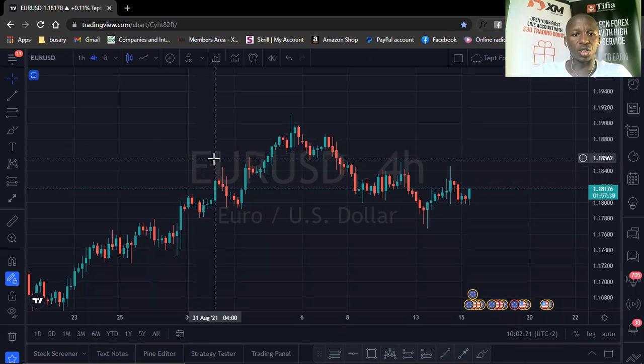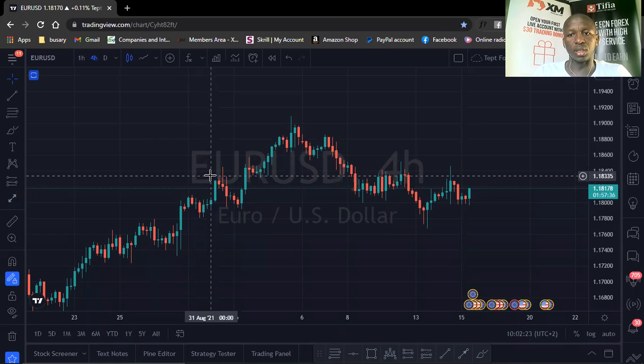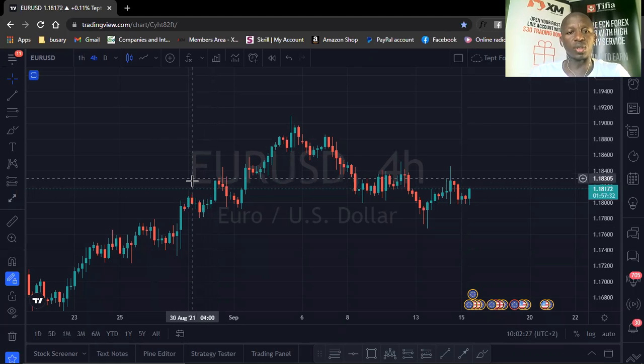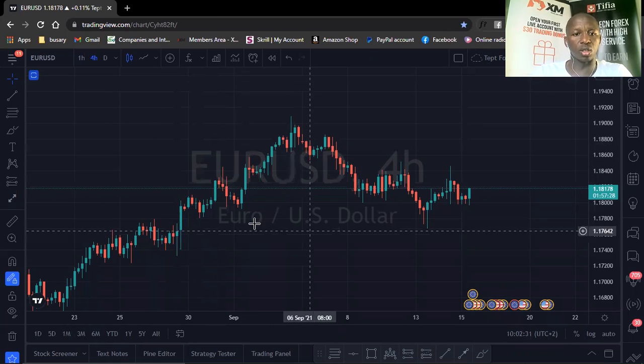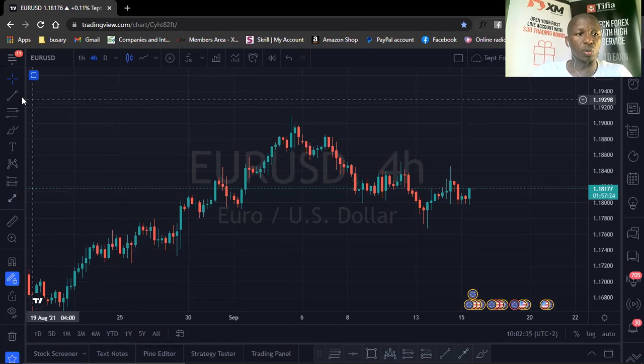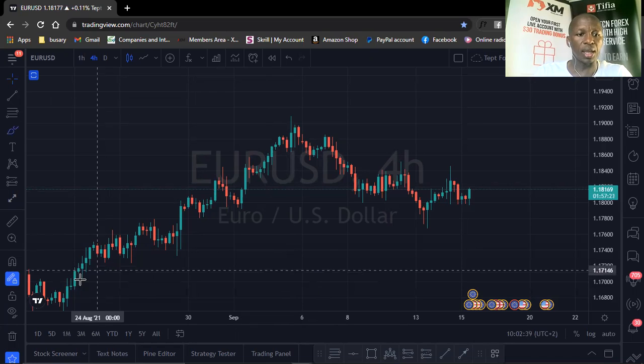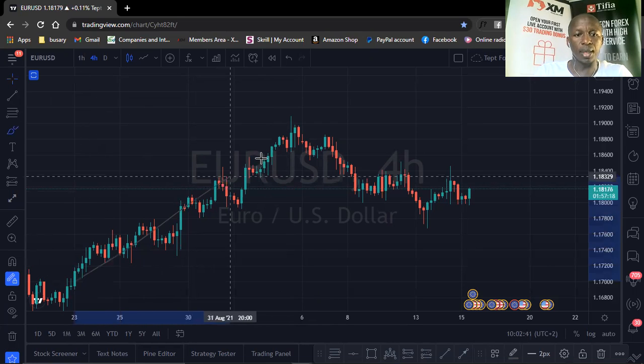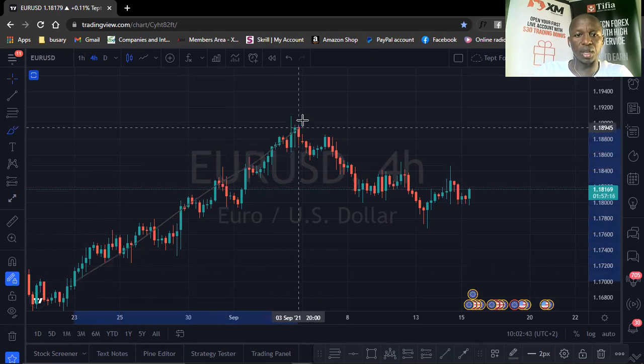So if you just joined us, we are on Euro USD for our time frame. I'm here to teach you how to set your stop loss in your trading. If you take a close look at this chart, we are on Euro USD. We can see that the pair is currently forming what is called a bullish flag pattern.